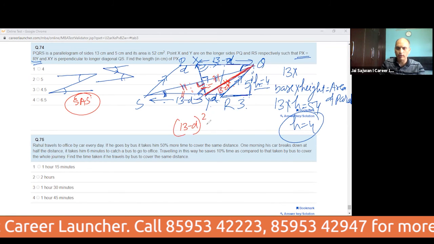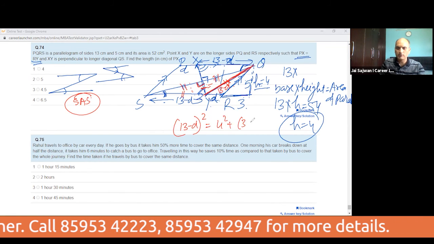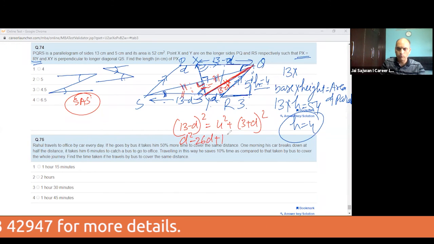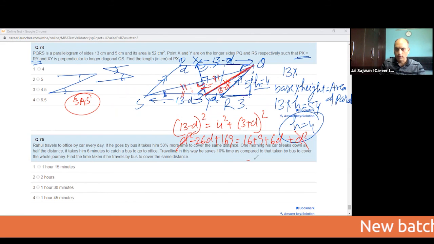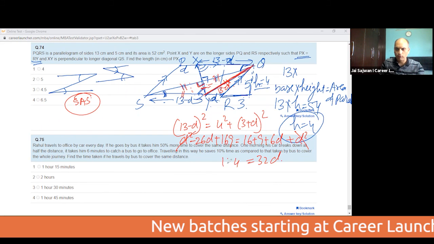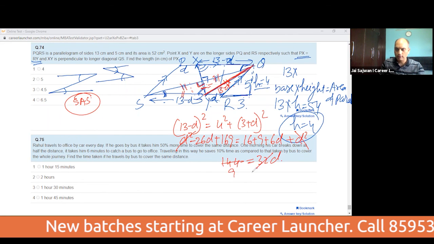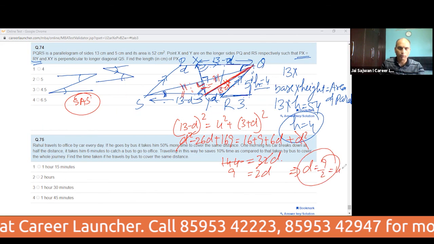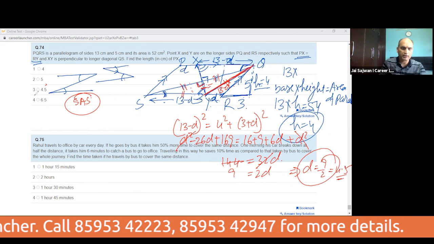(13 minus d) square is equal to 4 square plus (3 plus d) square. So it is d square minus 26d plus 169 is equal to 16 plus 9 plus 6d plus d square. d square gets cancelled out. This becomes 32d is equal to 144, since 169 minus 25 is 144. So d comes out to be 9 by 2, which is 4.5. So what is the length of PX? That is 4.5.